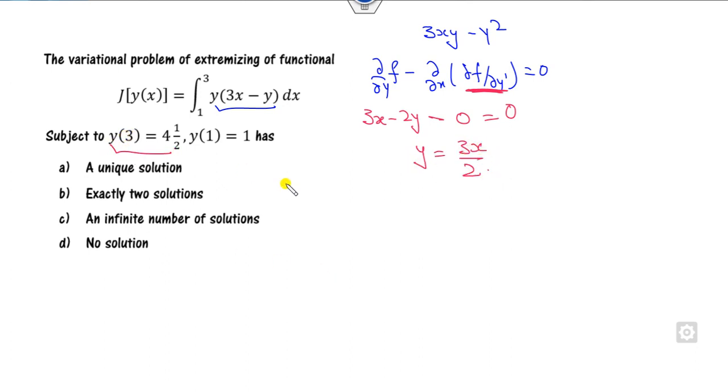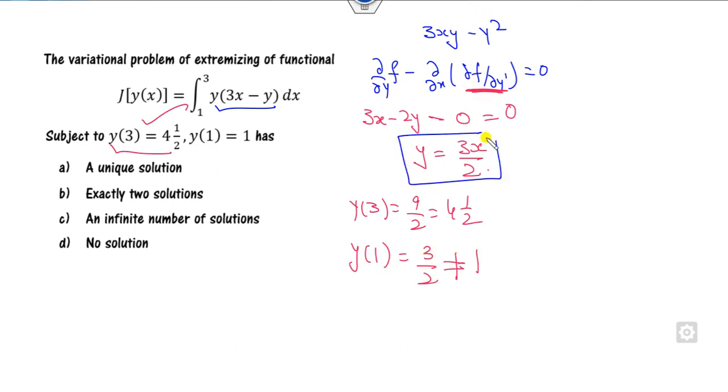Now check whether this condition is satisfied or not. What is y of 3? It is 9 over 2, so this is satisfied. What is y of 1? It is 3 over 2, which is not equal to 1. It means this extremal does not exist. If there is only one extremal, it means no solution exists here.